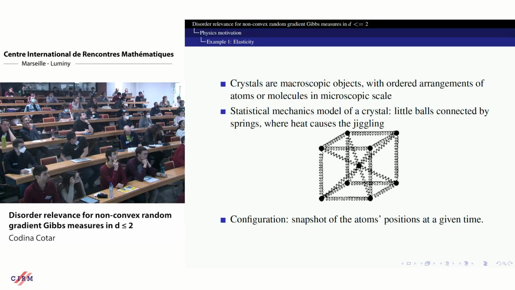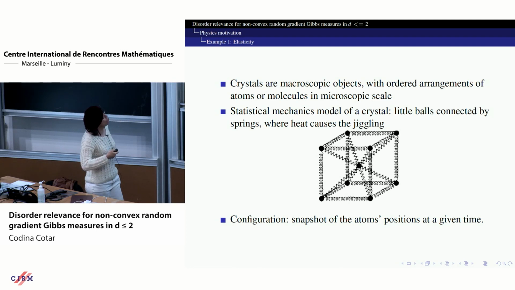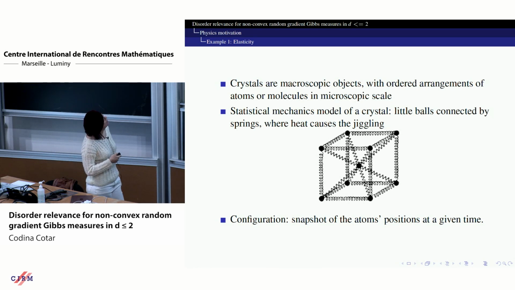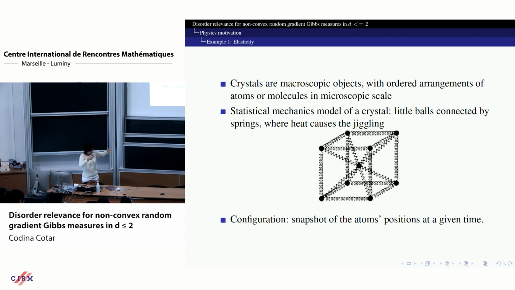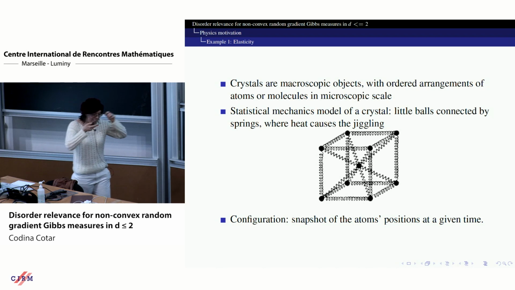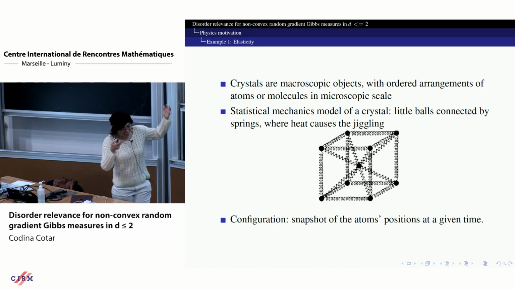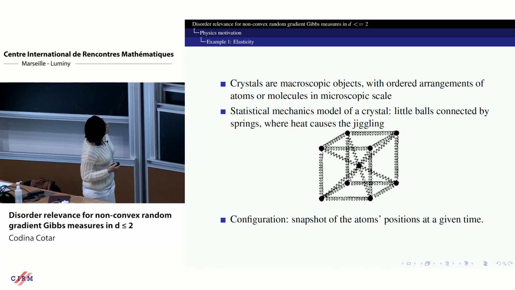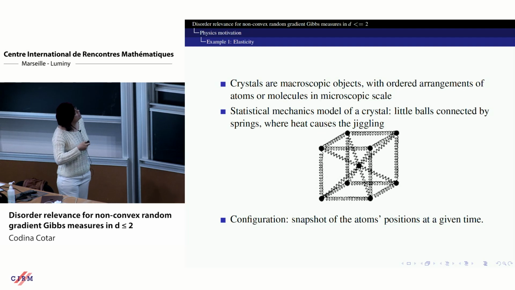So crystals are macroscopic objects, and they have an ordered arrangement of atoms and molecules, which are at microscopic scale. And if I am to make a statistical mechanics model of a crystal, I can have these little balls connected by springs. And you can have heat, which can cause the way that the springs interact. Okay? You can think of it as connected to a famous statistical mechanics model, which is the lattice springs model. And we have configurations of our system.